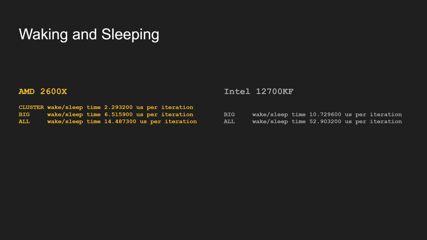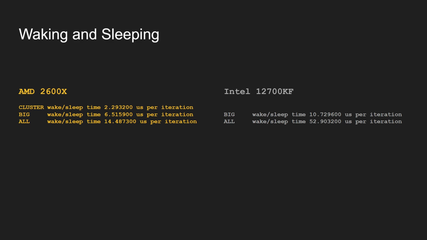Here you can see that on my computer, the 2600X, the overhead for waking a cluster of threads is about 2.3 microseconds. For waking one thread per core, that takes about 6.5 microseconds, whereas waking up all of the threads on all of the logical processors takes about 14.5 microseconds.